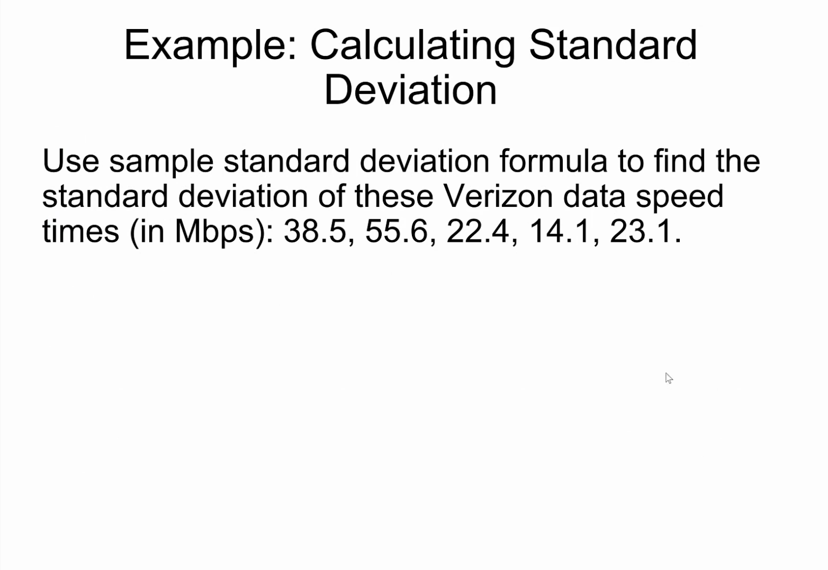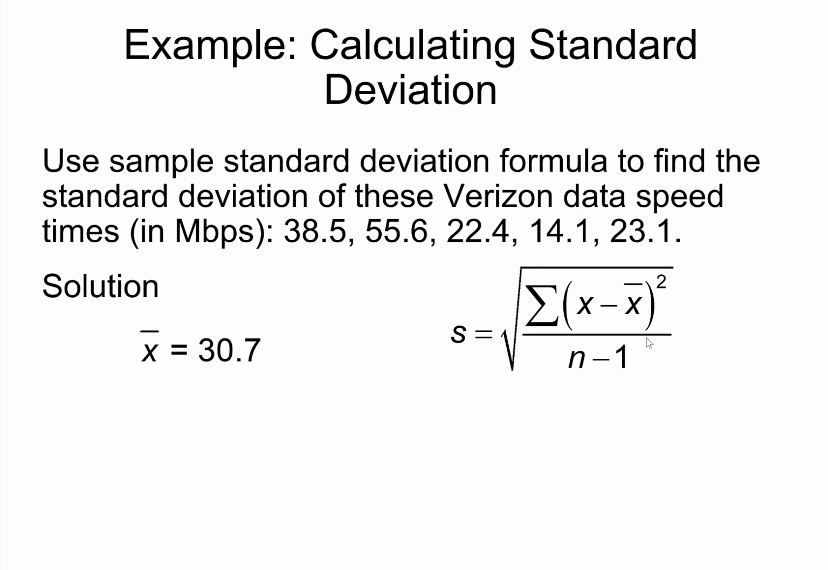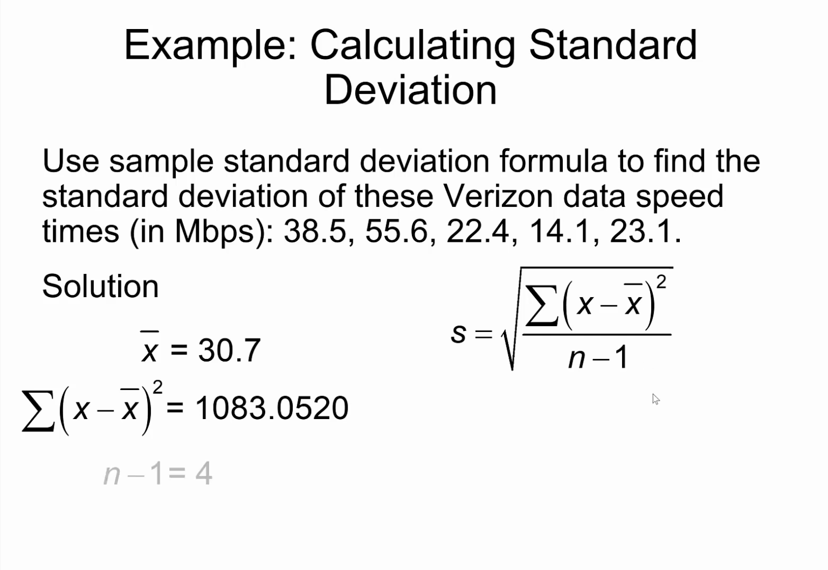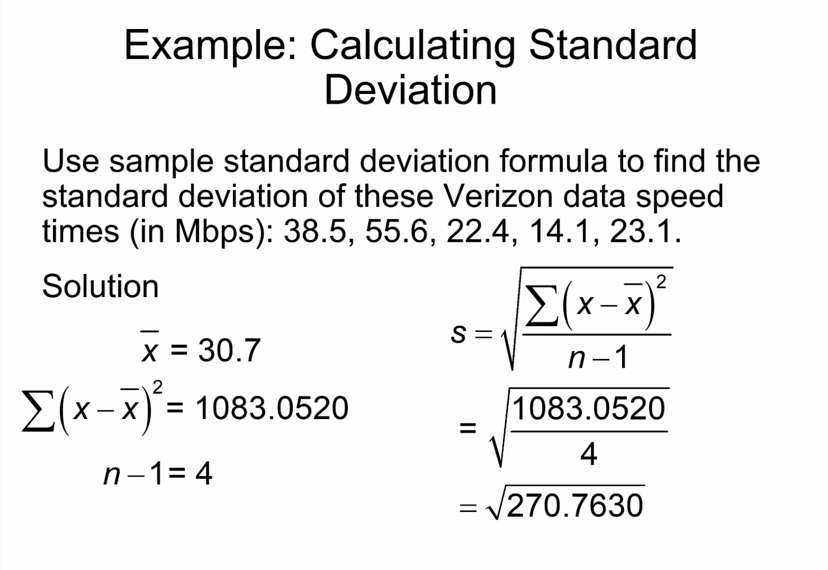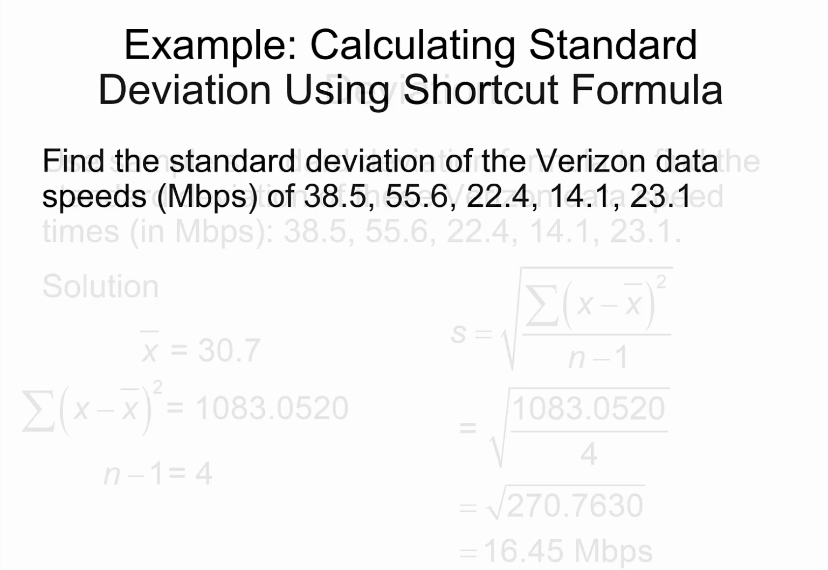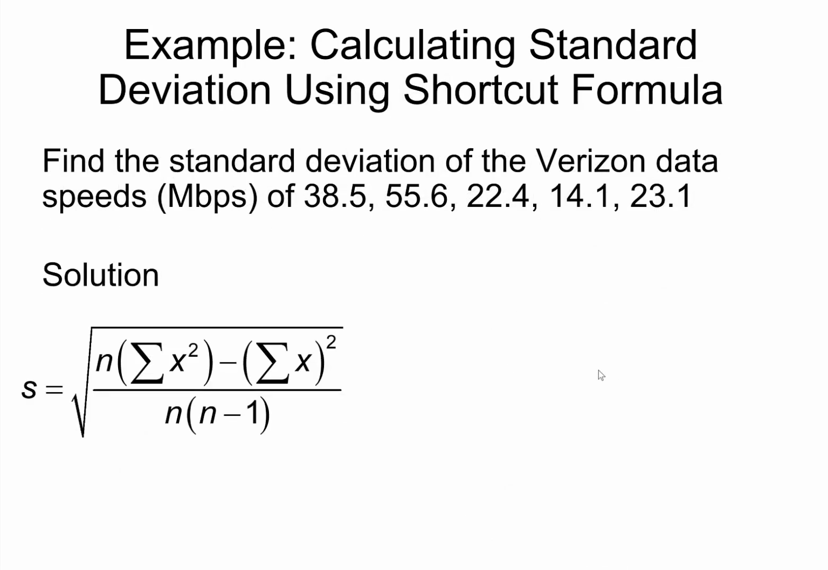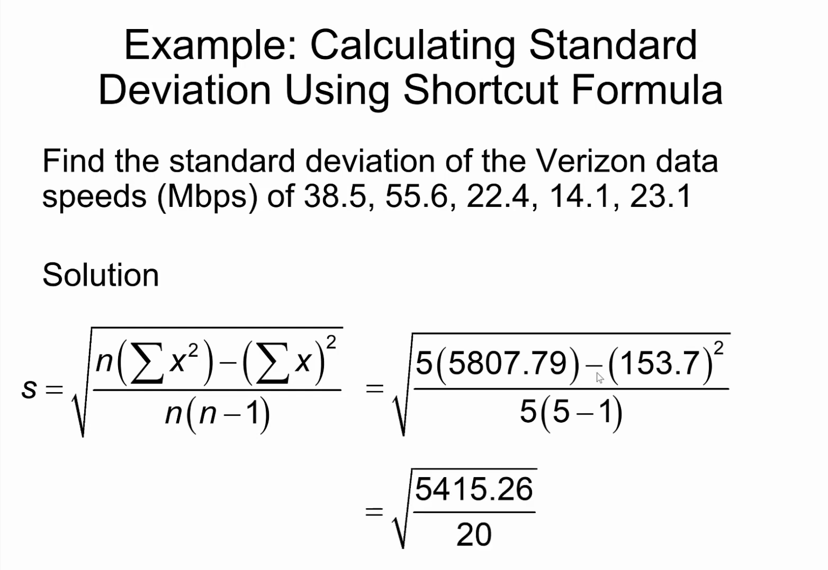Use the sample standard deviation formula to find the standard deviation of the Verizon data speeds. So our mean for that sample was 30.7. We take each data value, subtract the mean, square the differences, and add them up. There are 5 data values, so 5 minus 1 is 4. We divide the sum of the squared deviations by 4, and then take the square root, and we come out with a standard deviation of 16.45. There's a shortcut formula if you're going to do it by hand, but I don't think you want to do it by hand. Again, we're going to use technology.